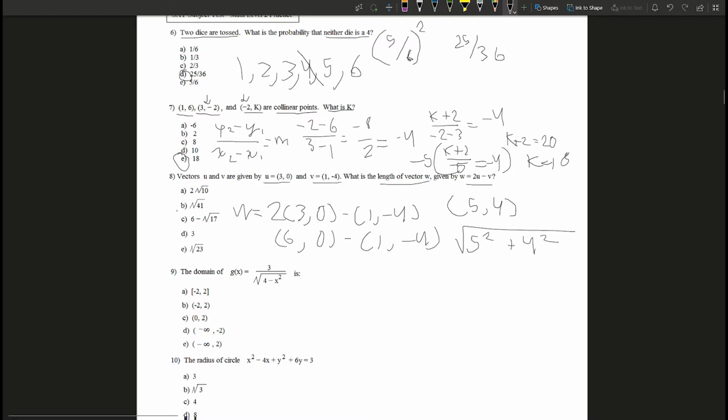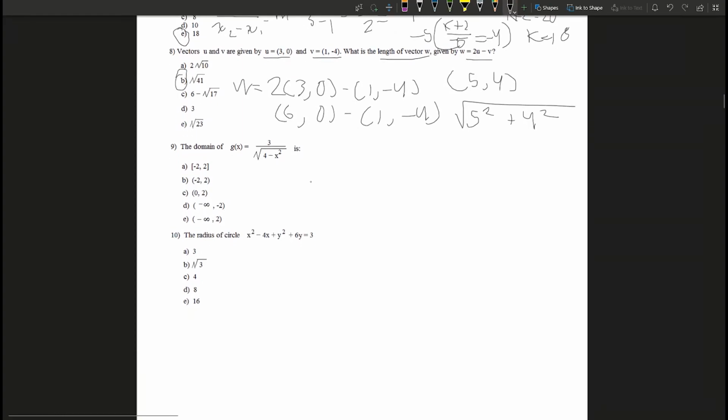That's going to be the square root of 41, which is our answer. All right, number 9. The domain of g of x equals 3 over root of 4 minus x squared is?